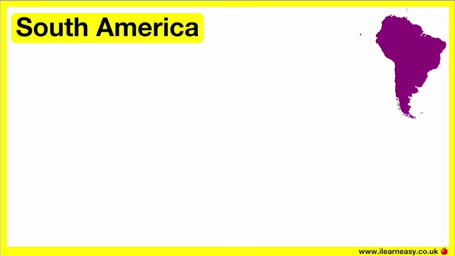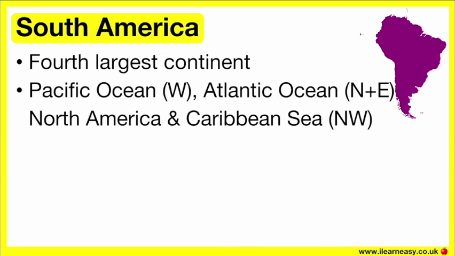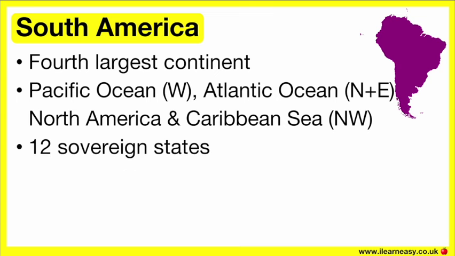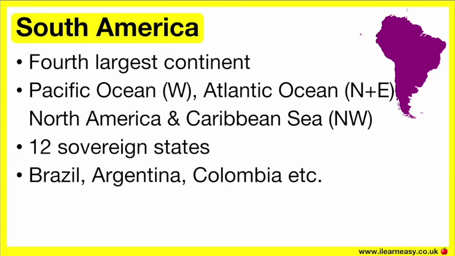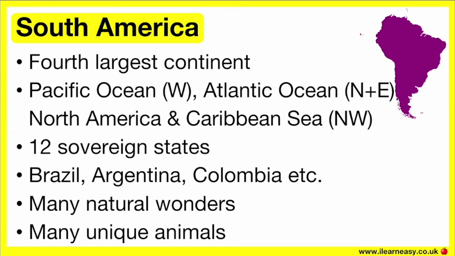South America. South America is the fourth largest continent. It is bordered on the west by the Pacific Ocean and on the north and east by the Atlantic Ocean. North America and the Caribbean Sea lie to the northwest of South America. There are 12 sovereign states in South America. Brazil, Argentina, and Colombia are some examples. This continent has many natural wonders, such as rainforests, the world's driest desert, and the Amazon River. As well as being home to these natural wonders, South America is also home to many unique animals, including llamas, anacondas, capybaras, and many others.